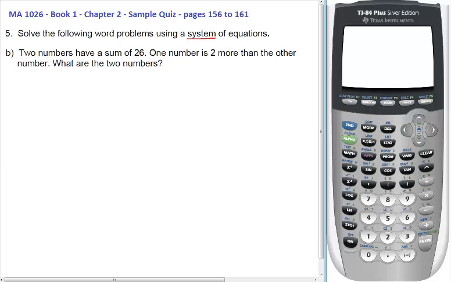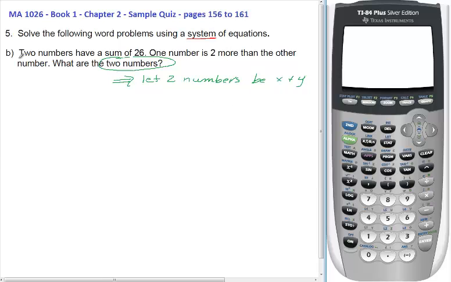Now you could easily do this without setting up a system, but let's do what we're asked. Let's set up a system and then solve it. So let's let our two numbers be x and y. Most common two letters. So now our two numbers are x and y.